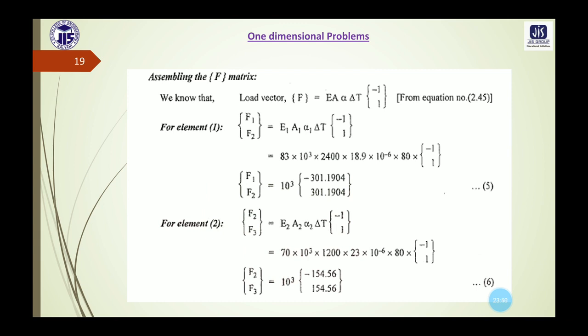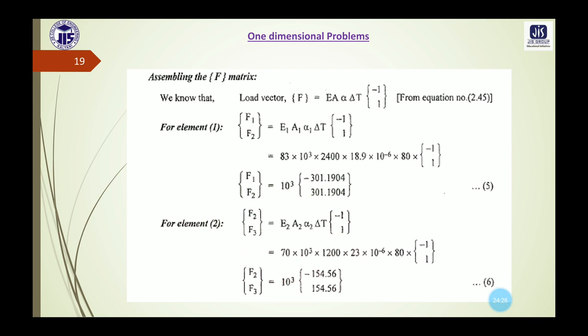Now first, if we assemble the F matrix, we need to use the formula of the load vector, that is F equals EA alpha delta T multiplied by column matrix of -1 1. Now for element 1, we can write the equation of the load vectors: F1 F2 equals 10 cube multiplied by column matrix of -301.19 and +301.19. So this is equation number 5.